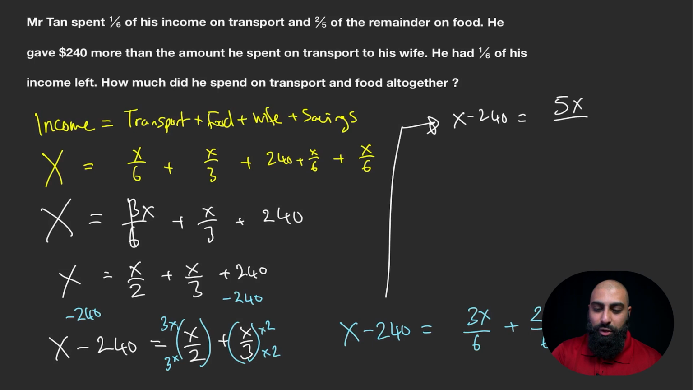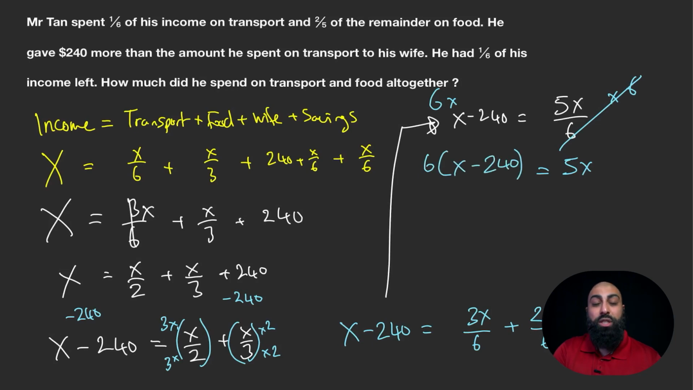So X minus 240 is equal to 3X plus 2X is 5X over 6. And now if we multiply the right-hand side and the left-hand side by 6, this 6 is going to cancel out to give us 5X, and then we have 6 multiplied by X minus 240. So we just need to expand this bracket here. 6 times X is 6X, and then 6 times 240 will give us 1,440, which is equal to 5X.